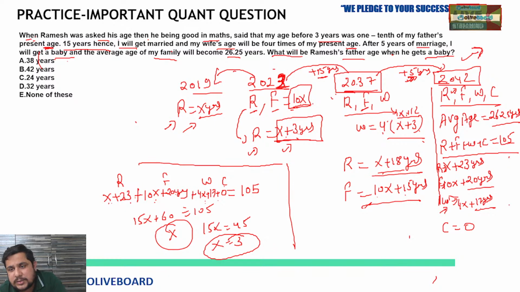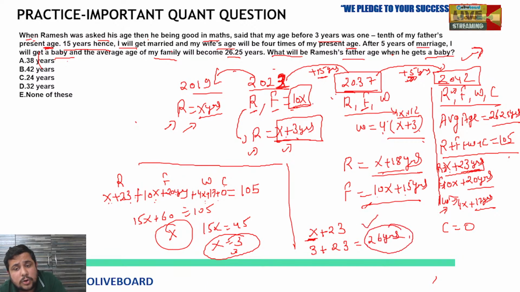And Ramesh's age was what? x plus 23, right? This was the age of Ramesh, or not? So you will say yes. So x plus 23, so x is how much? You will say the value of x is 3. So 3 plus 23, 26 years. Clear to all of you or not?